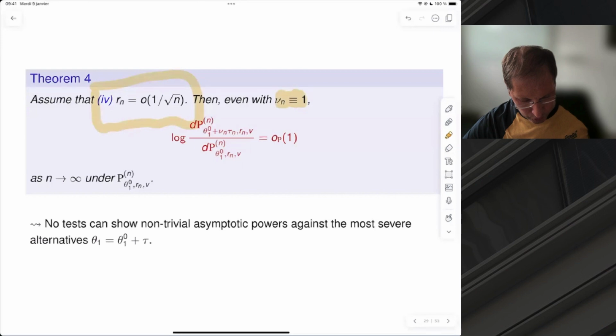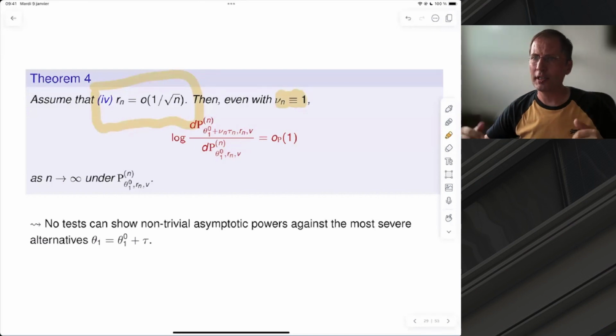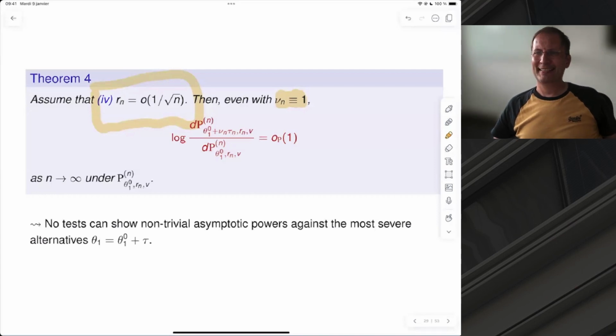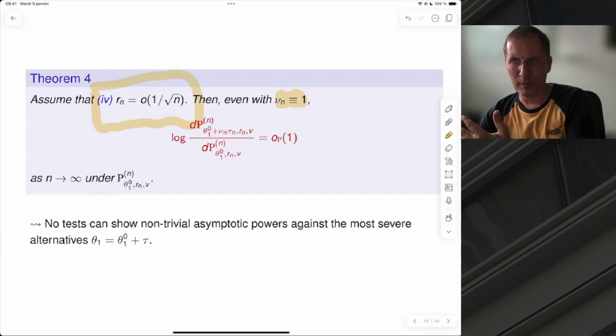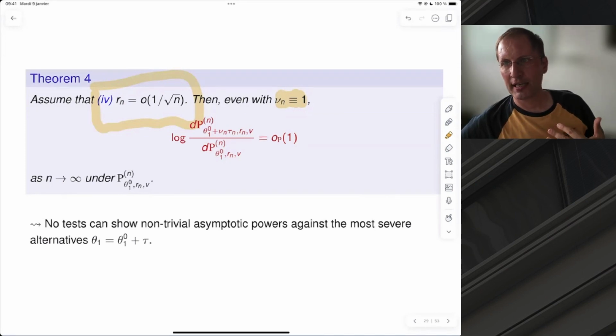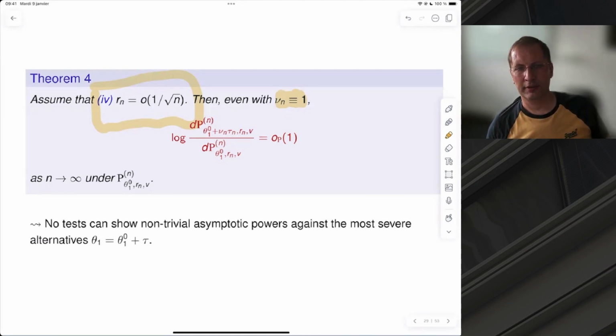So then the likelihood ratio itself goes to 1 in probability. That is, there is no way to discriminate between the distribution in the numerator and the distribution in the denominator in this likelihood ratio. That is, not only the score test will not be able to discriminate between the null and the alternatives here, but no test at all can discriminate between the null and the alternative.